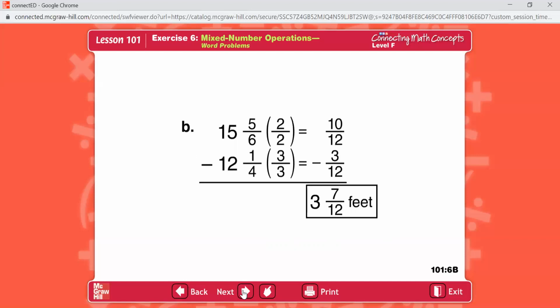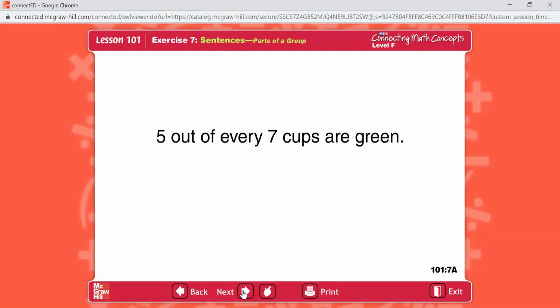We're moving on now to sentences. 5 out of every 7 cups are green. Read the sentence. 5 out of every 7 cups are green. The fraction for 5 out of every 7 is 5/7. 5/7 of the cups are green. When it says 5 out of every 7, it's the same as saying 5/7.